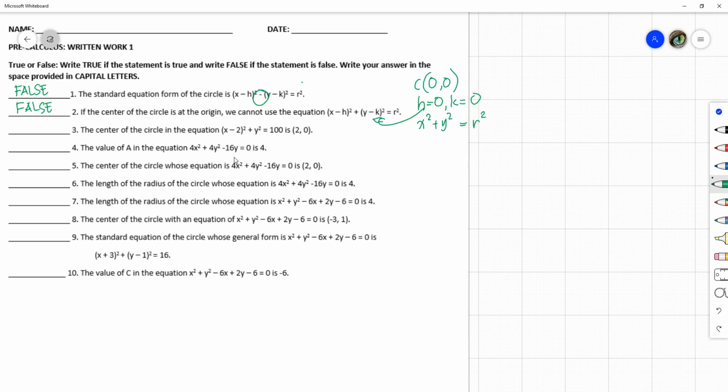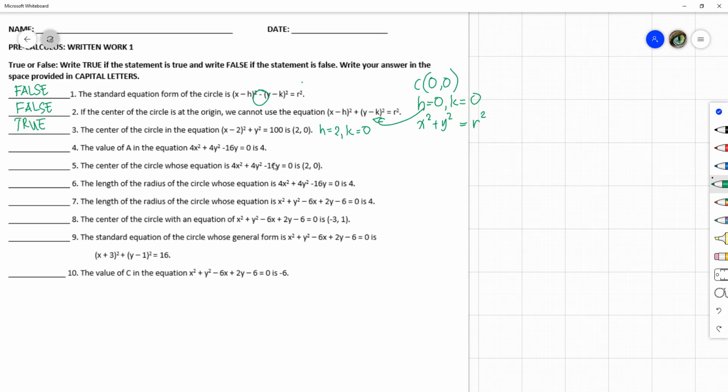Okay, number 3. The center of the circle in the equation (x minus 2) squared plus y squared equals 100 is 2, 0. Now take note that since it is in the standard form, we can identify the value of our h and the value of our k. In this case, h is equal to 2 and k is equal to 0. Therefore, the center of the circle has the coordinates 2, 0. Therefore, this is true.